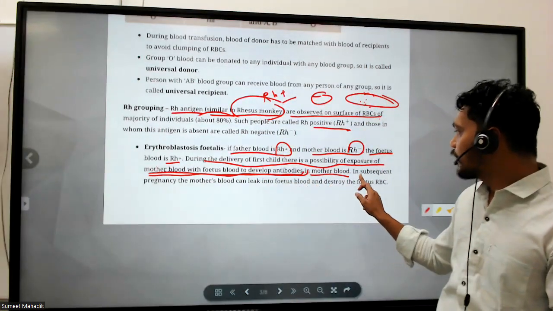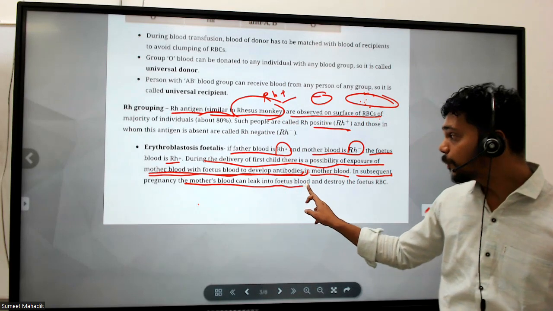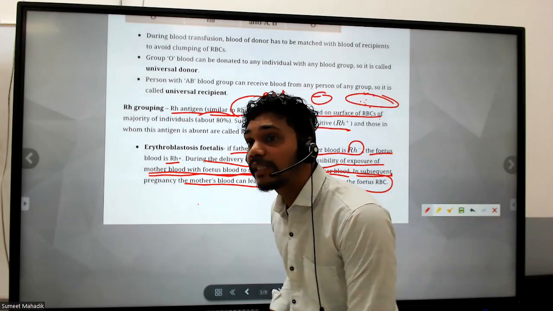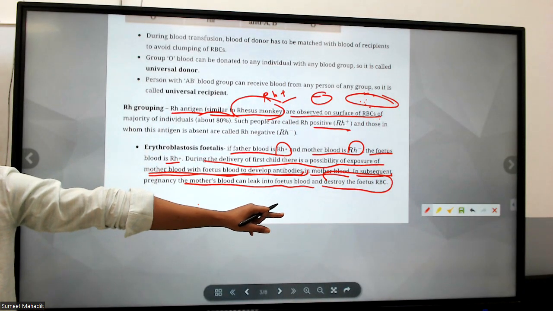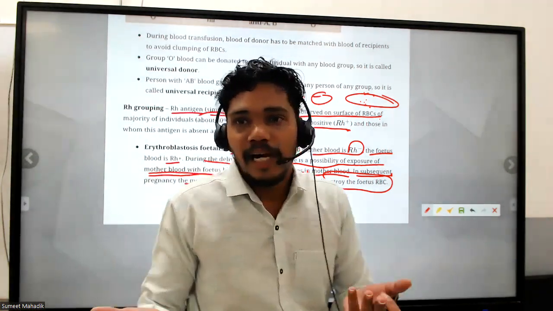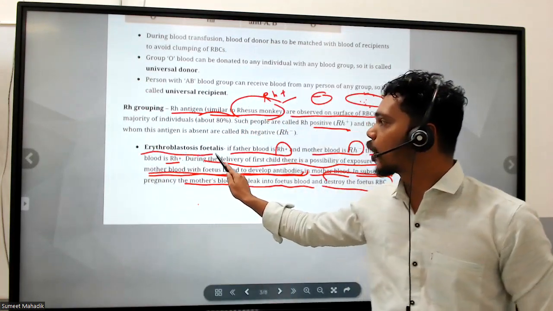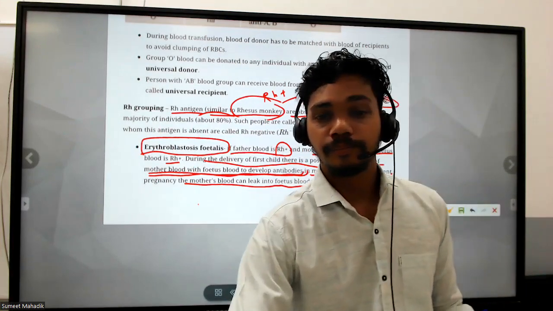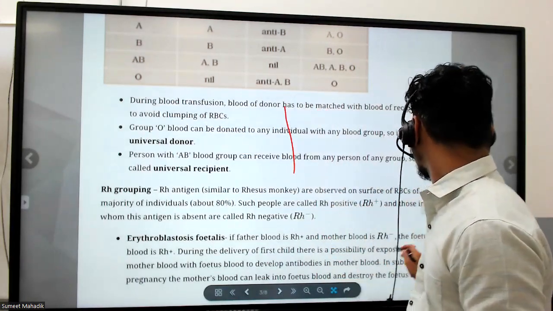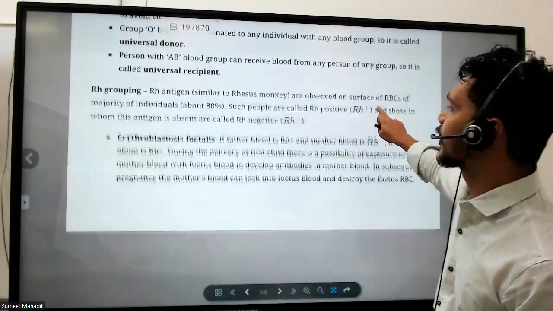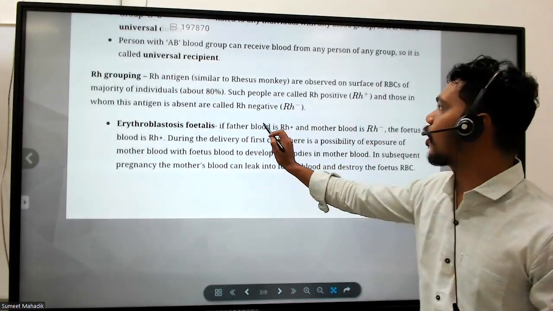In a subsequent pregnancy, the next one, the mother's antibodies can leak into the fetus blood and destroy the fetus's RBC. There will be clumping of RBC. Once there is clumping of RBC inside the fetus, the body is not going to perform, so the fetus will die inside. That is called erythroblastosis fetalis. This point is clear. So when we talk about Rh grouping, we talk about the Rh positive and Rh negative factor, and about erythroblastosis fetalis. Mostly this combination is also taken care of.